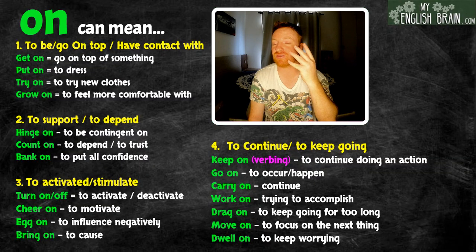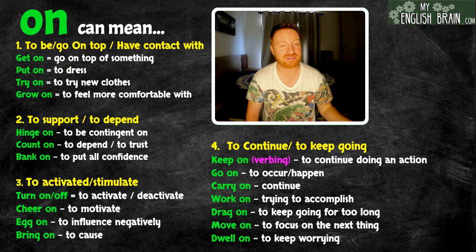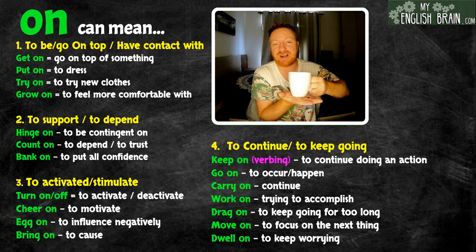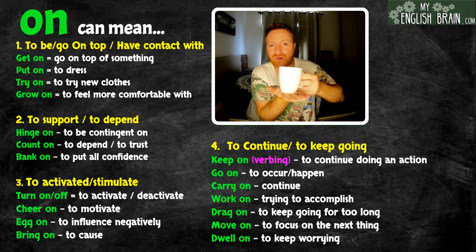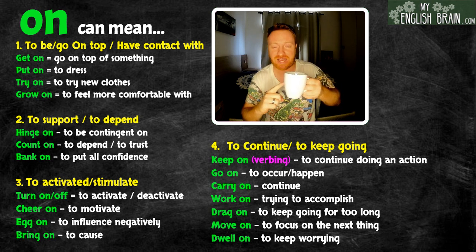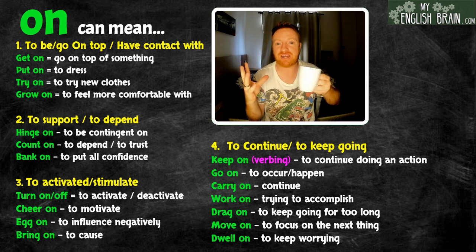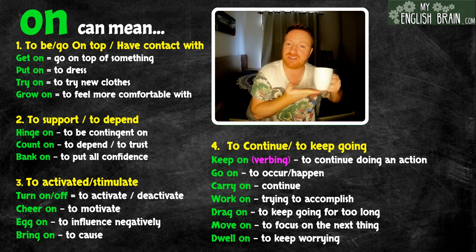Okay, so those are the 4 ways that we use on in the phrasal verbs. We use it to talk about the physical location of on, but also that contact and that connection that we use with on. We use it also in the idea of supporting something or to depend on something else. We use it in the idea of activating it or to stimulate it. And we use it in the idea of continuing forward in time.